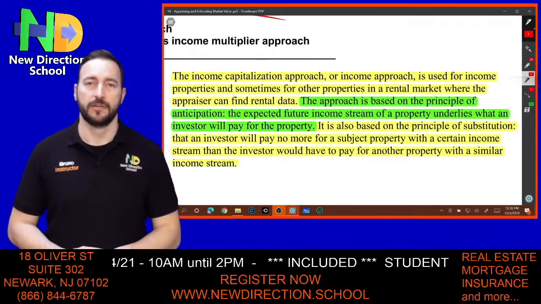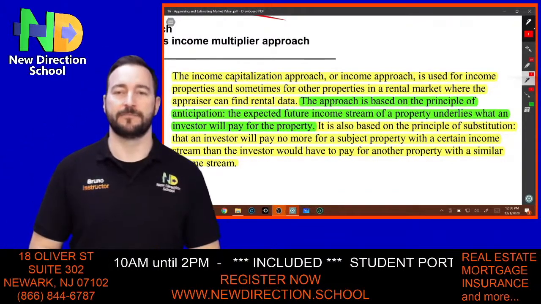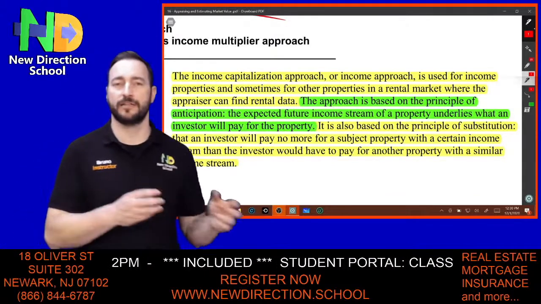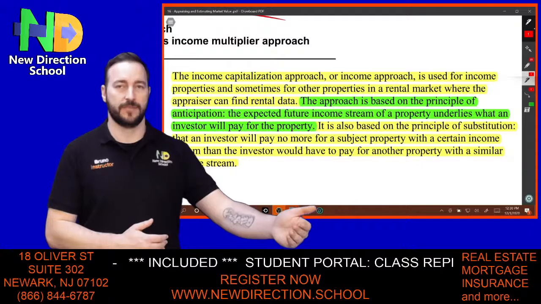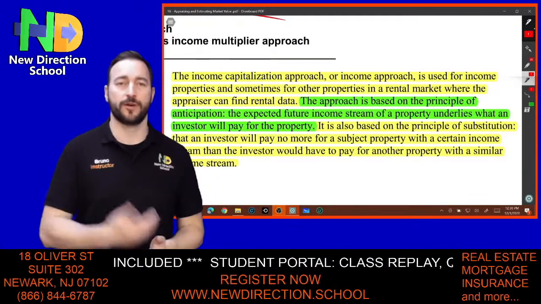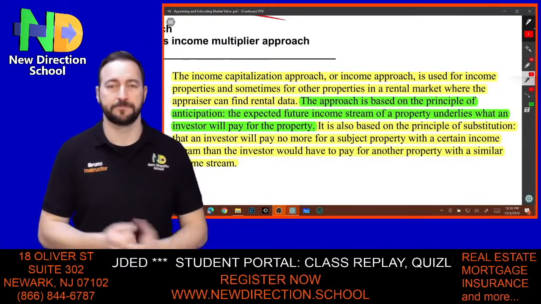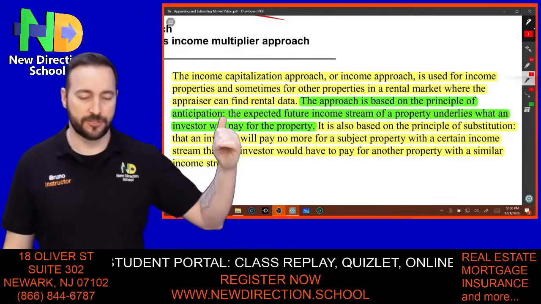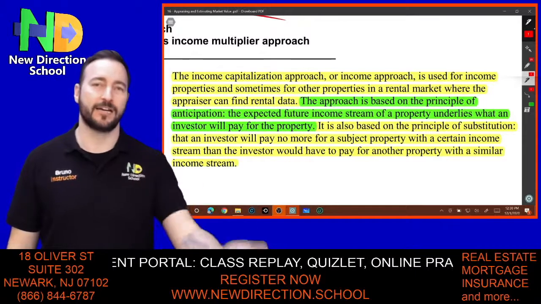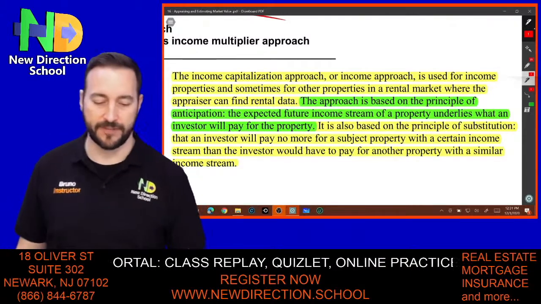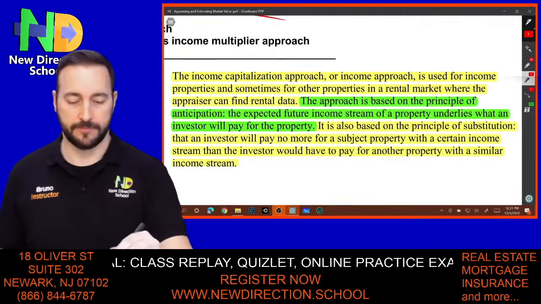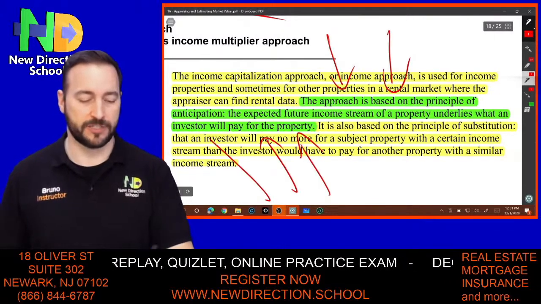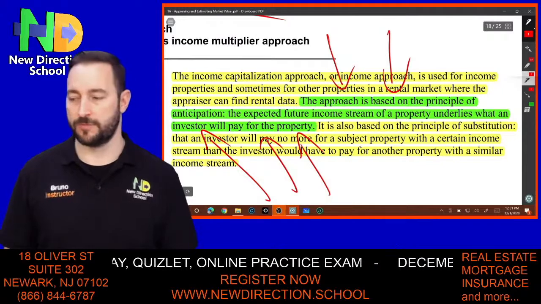Okay, very simple. What we determine is that the money that a property brings determines its value. So the more money it brings, the more it's worth. Common sense, right? So the approach is based on the principle of anticipation. The expected future income stream of a property underlies what an investor will pay for the property. So whatever money we expect to come in determines the value of this property.